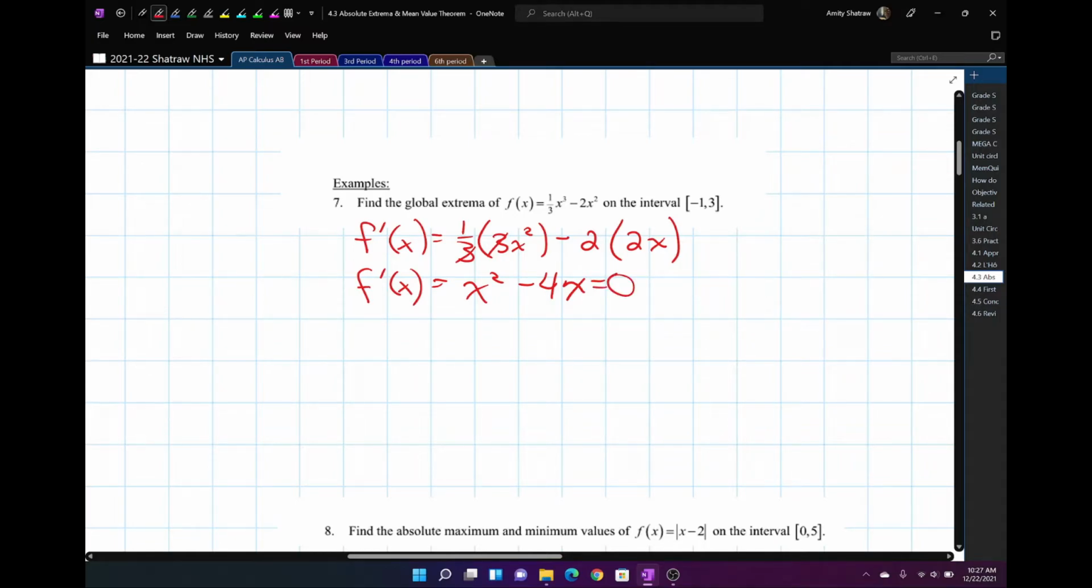And I'm pretty sure that you won't get any points taken off for that. But if you want to be a perfectionist, go ahead and write it down like this, 4x equals 0. And I'm looking to factor that so that I have x times x minus 4 equals 0. I'm going to set it equal to 0.